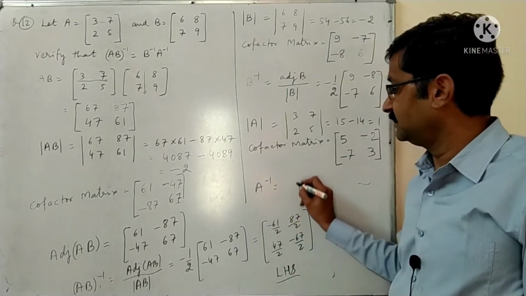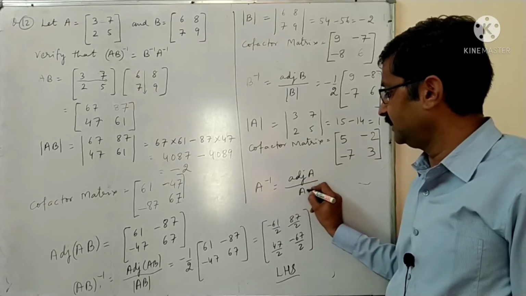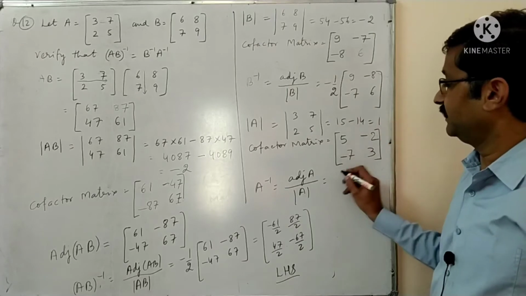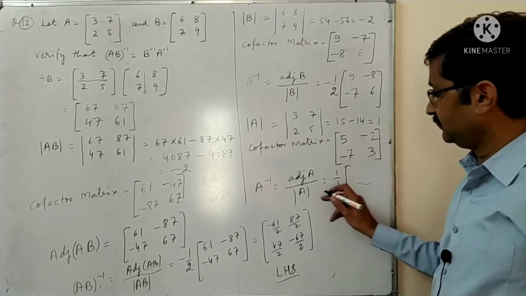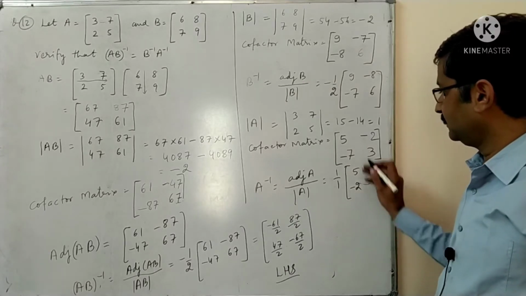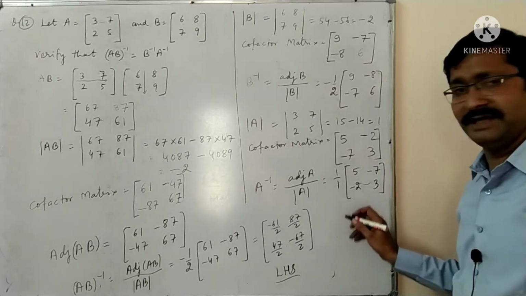Now you write A inverse. A inverse is what? Adjoint A upon determinant A. Adjoint A is the transpose of this, and this is determinant A, 1. So 1 upon 1, and you do the transpose of this, meaning 5, minus 2 will be the first column, and minus 7 and 3 is the second column. So this is A inverse.